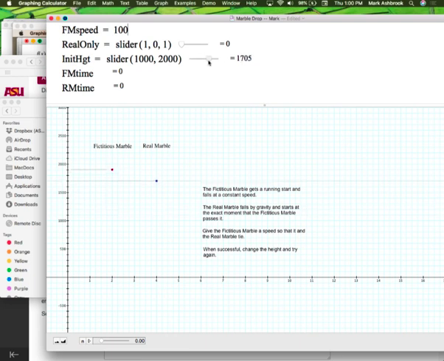So I'm showing initial height, say, of 1705. And I set my fictitious marble speed at 100. And if I hit go, as soon as the fictitious marble passes the real marble, it sets the real marble to fall. So then the real marble hits the ground. You see real marble time is 10.3. Fictitious marble time 17.05. See it again?